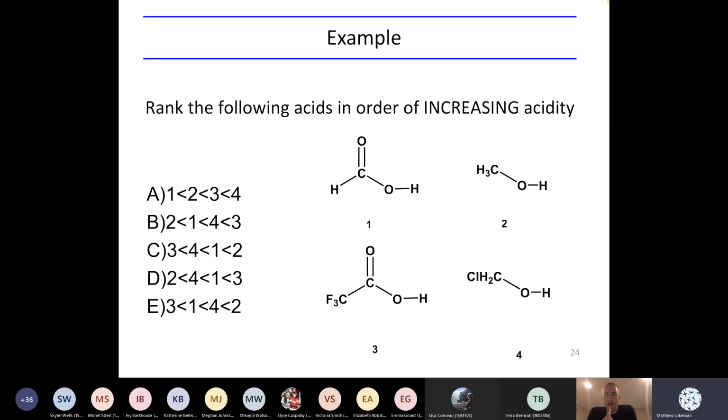So just looking now, you've done a lot of practice, hopefully, with resonance structures and so on. Out of these 4 structures, 1, 2, 3, 4, are any of these structures capable of making a resonance structure if you remove H+?